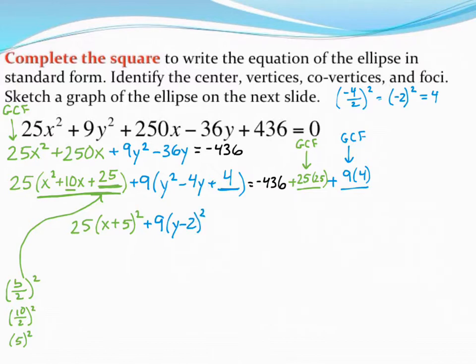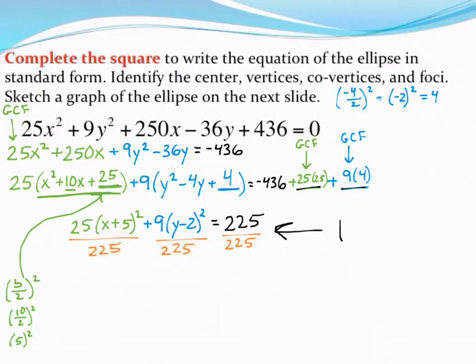And then finally on the other side, I'm going to use a calculator and get all that stuff added together. Negative 436 plus 25 times 25 plus 9 times 4 all results in an answer of 225. Okay, our very last step then to get this in standard form, since we need that number to be a 1 in our standard form equation, your last step will be just divide by whatever's there to make sure that that last number works out to be a 1. So let's go through and divide all our terms by 225.